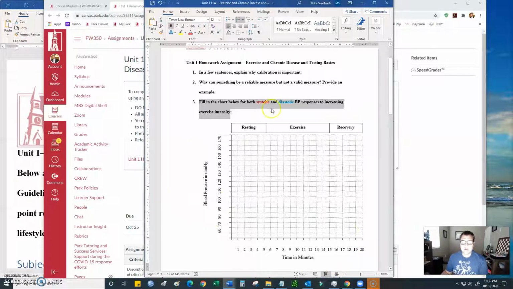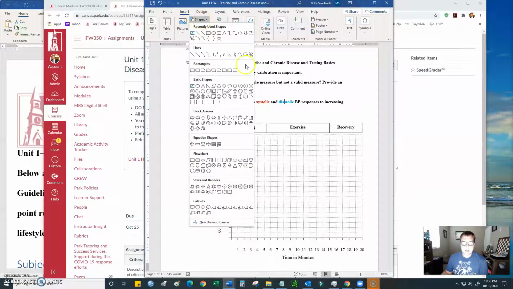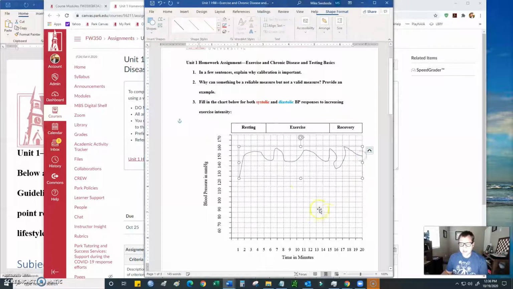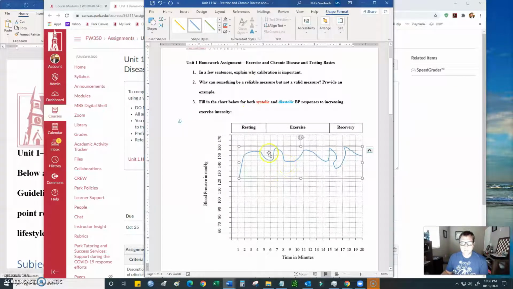Now, you need to draw 2 lines representing systolic and diastolic blood pressure. The way you can do that is go to Insert, Shapes, and click on this little squiggly line here that says Freeform Scribble, and that will allow you to draw your line. Once you get that, you want to go to the Shape Styles, click on the More, and you want to click on the thicker box there.